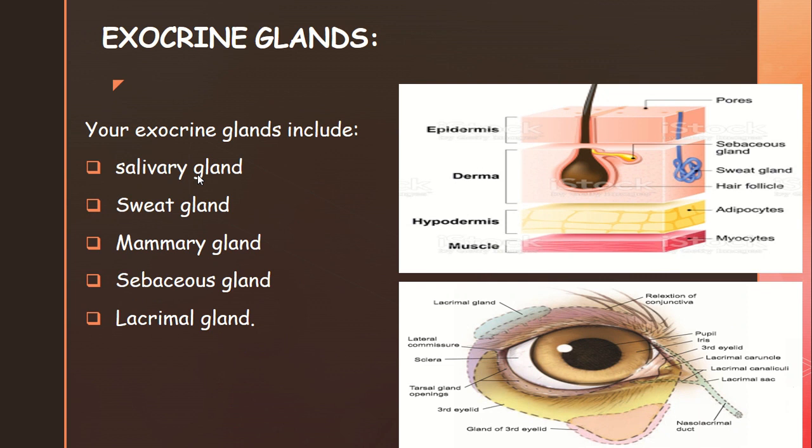The salivary gland, as you saw, is situated there. Here you can see the sweat gland. These are the layers of the skin: the epidermis, dermis, hypodermis and the muscle. The sweat glands are present in the dermis layer, the sweat is produced and carried out through this duct to the pores of the body. As you can see, so many pores are there.